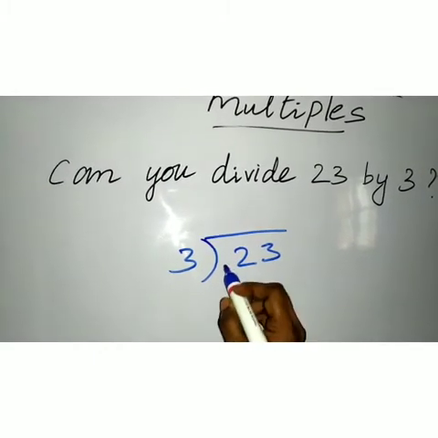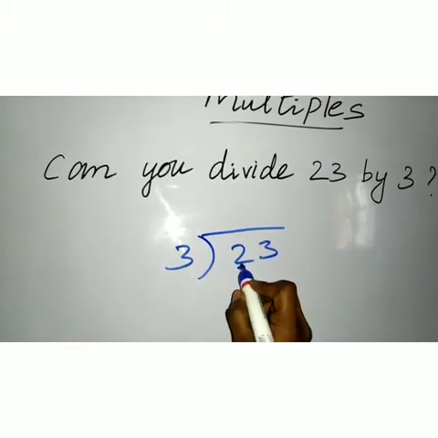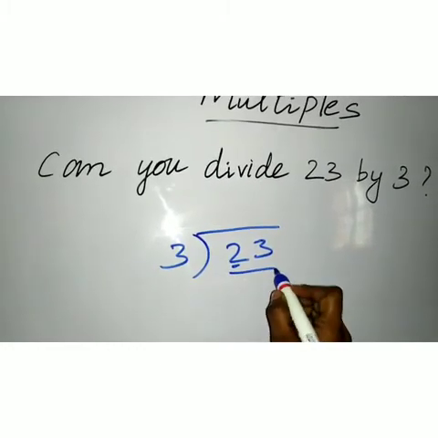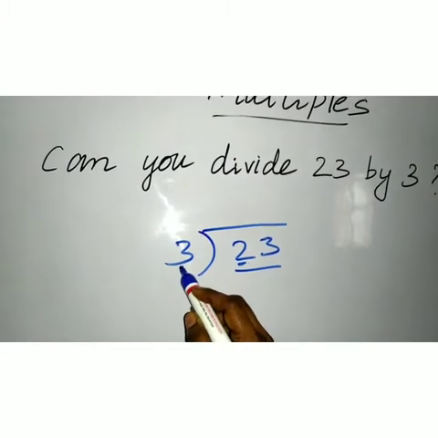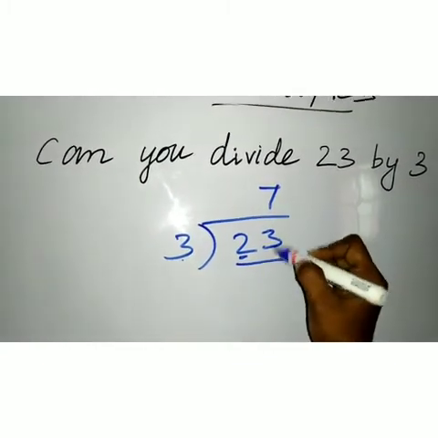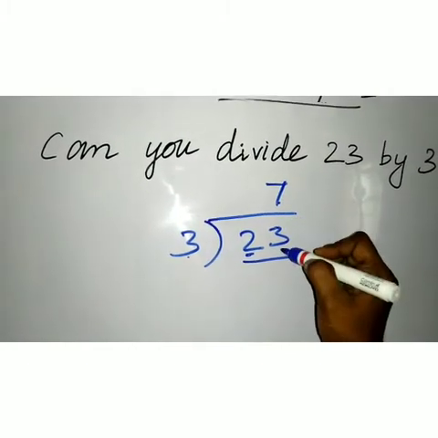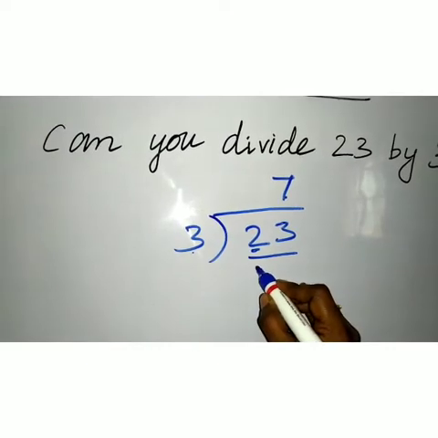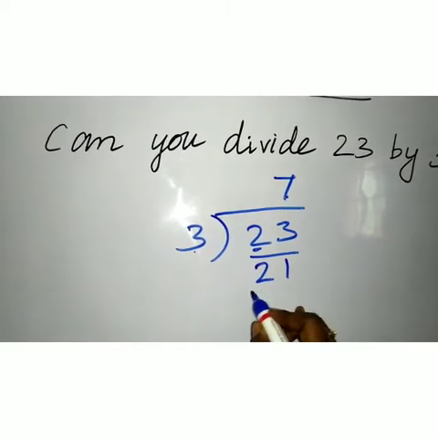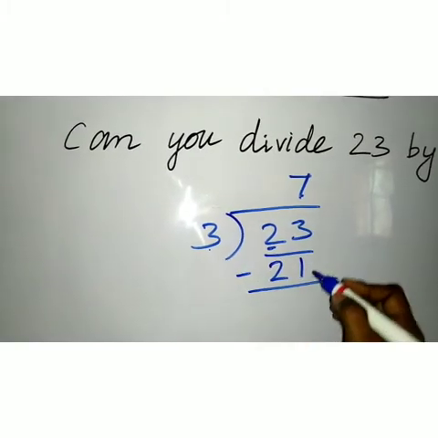Can you divide 23 by 3? Let me check using the factor method, the division method. You should be thorough in table 3. Consider the first number, 2. 2 is smaller than 3, that is the divisor. So you have to consider both the numbers 2 and 3, that is 23. Now use the table. How many times do you get 23? You cannot get 23 using the 3 table.